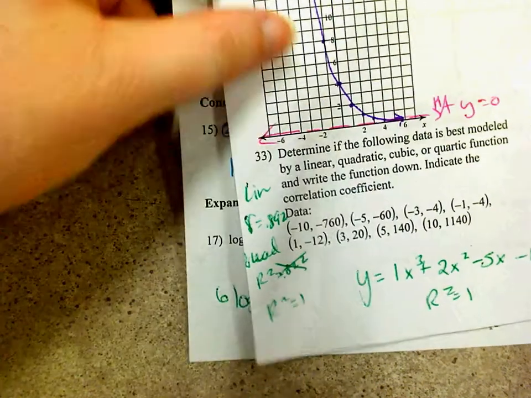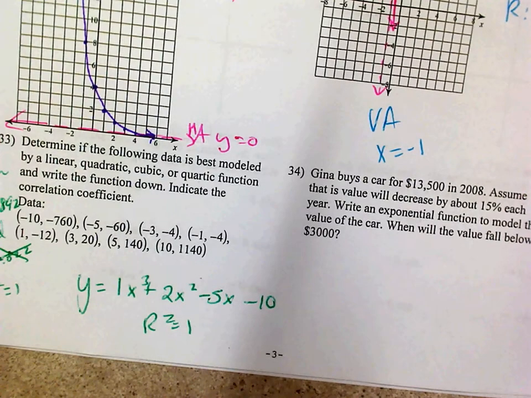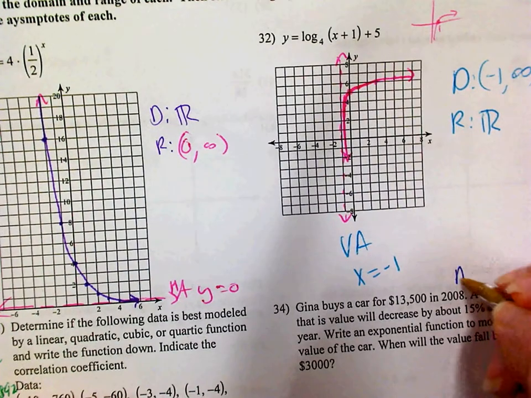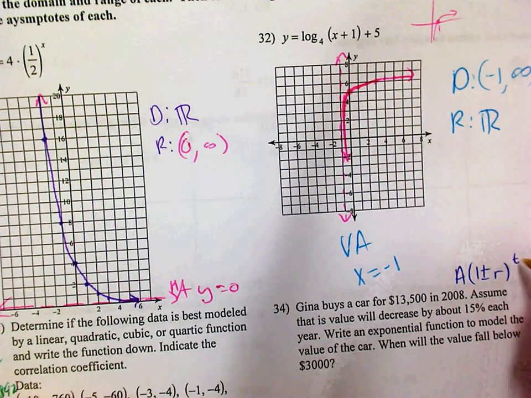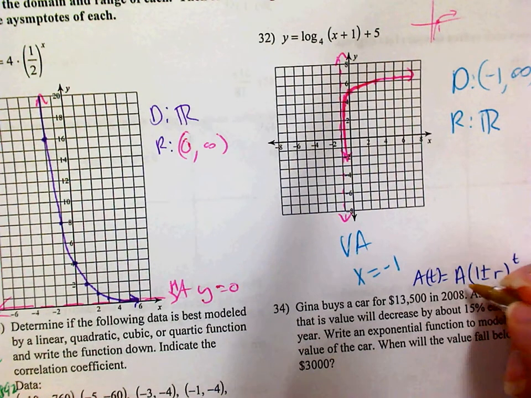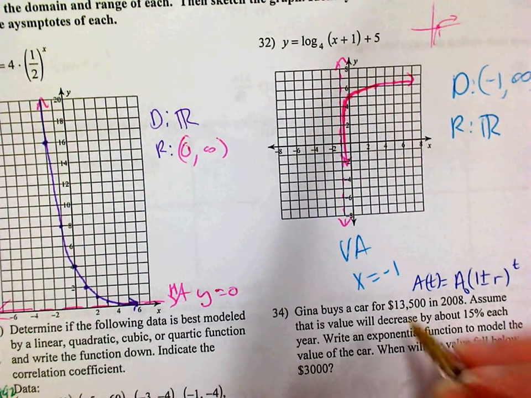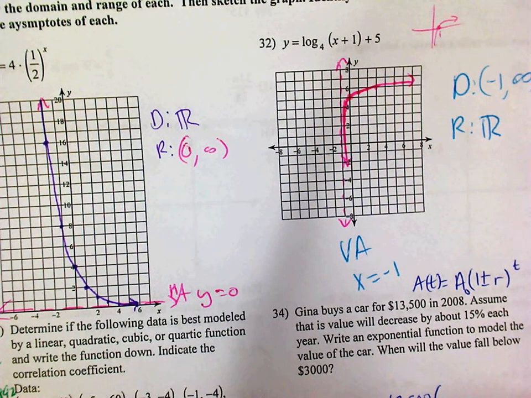Gina buys a car for $13,500 in 2008. Assume that its value would decrease by 15% each year. So what we're dealing with is the initial amount times 1 plus or minus the rate, to the time, and that equals the final amount. The initial amount is $13,500 in 2008. Assume that its value decreased, so 1 minus 0.15, which is 15% each year.